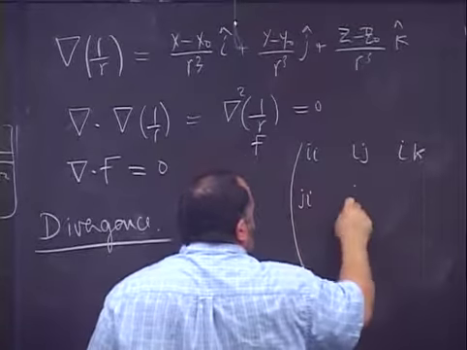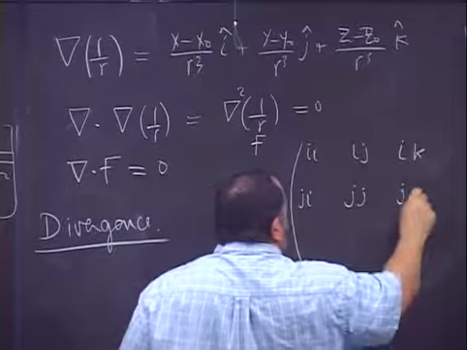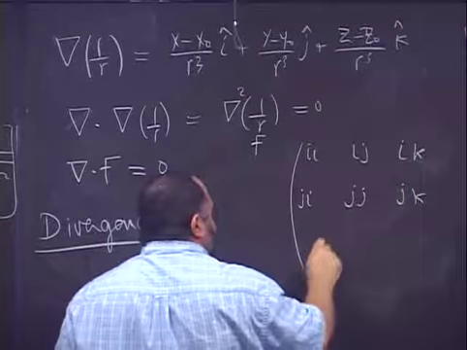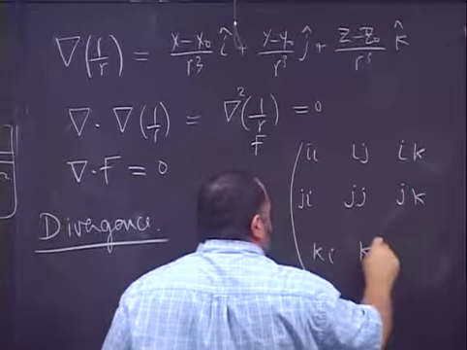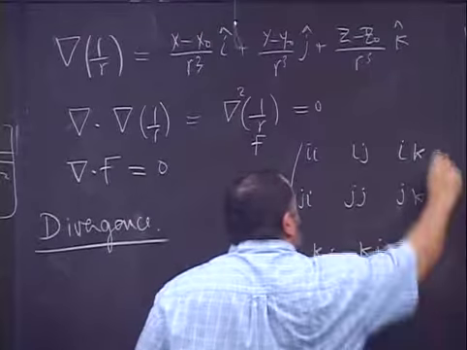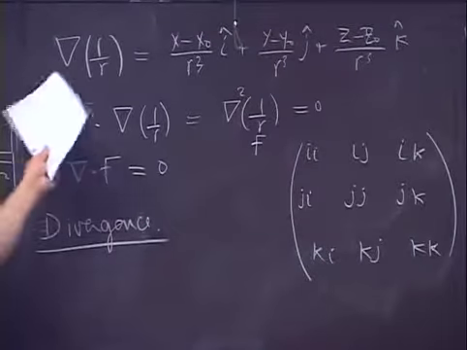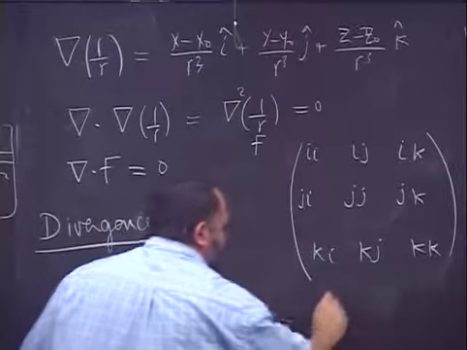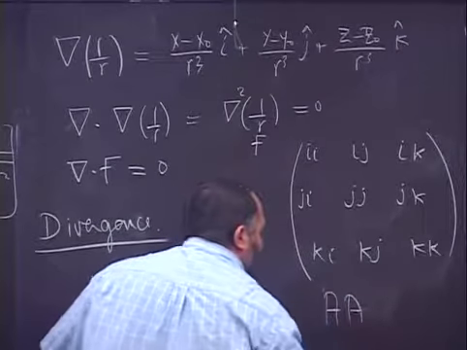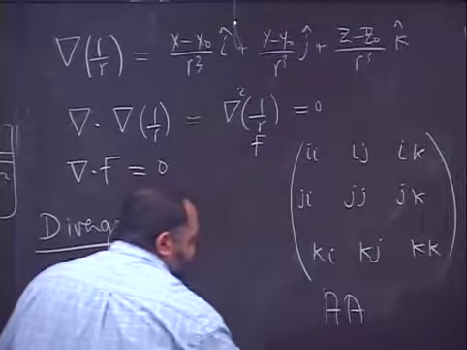ji, jj, jk, and ki, kj, and you will have kk components. You will have 9 components for this one if you will have 2 vectors like this, a, because this vector is what?